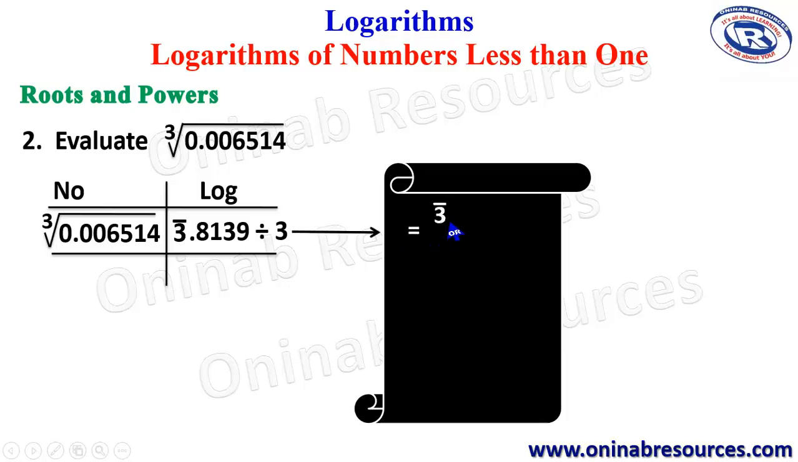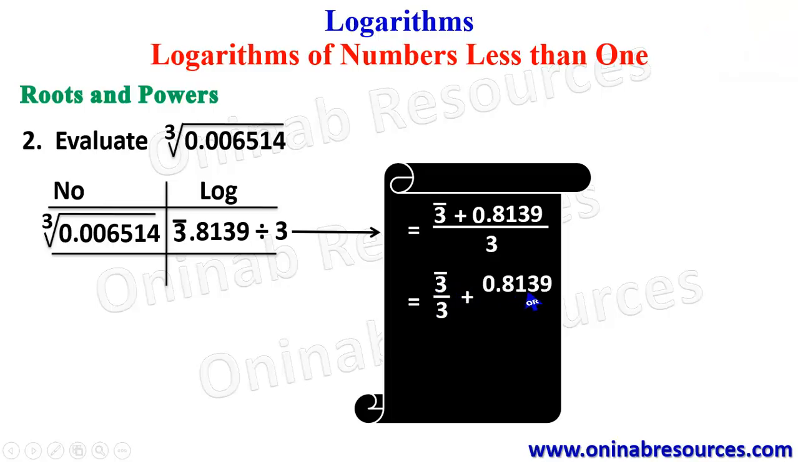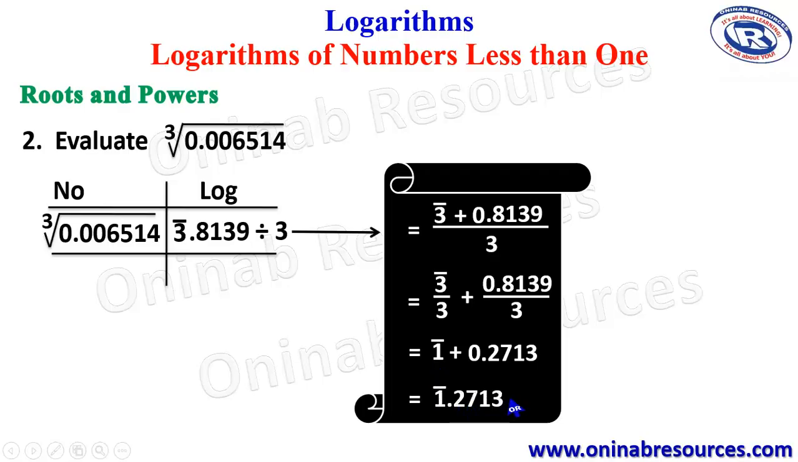This is bar 3 plus 0.8139 divided by 3. We can then split it into individual fraction, which is bar 3 divided by 3, then plus 0.8139 divided by 3. Bar 3 divided by 3 will give us bar 1, then plus 3 goes into 0 gives 0. 3 goes into 8 gives 2, remainder 2. In 21 gives 7, and 3 gives 1, and 9 gives 3. So adding this, we have bar 1.2713.